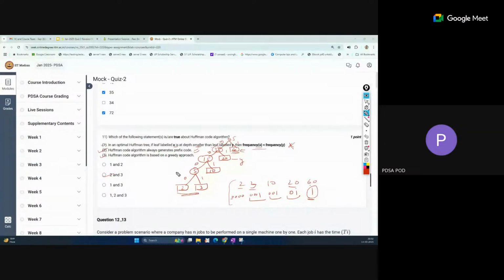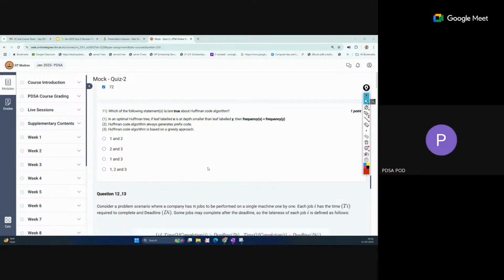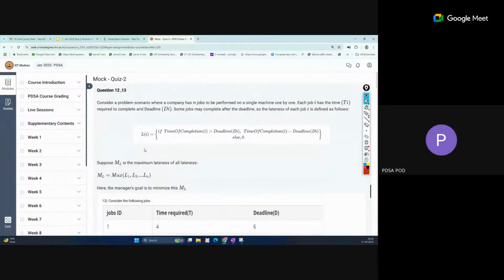Okay, so this is the next. Let me remove this. Okay, so this is another question. This is also greedy algorithm based. We have already seen this: minimize the maximum lateness problem.